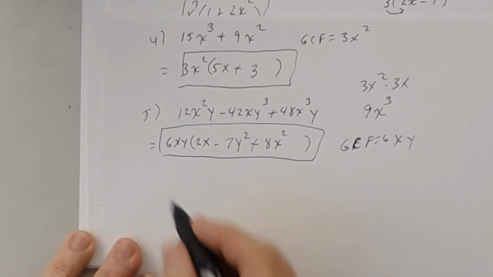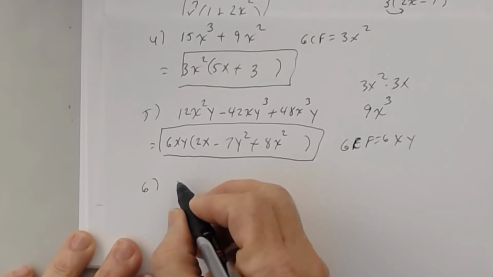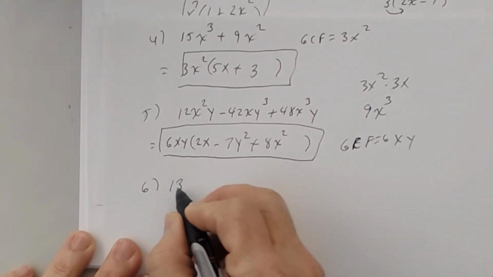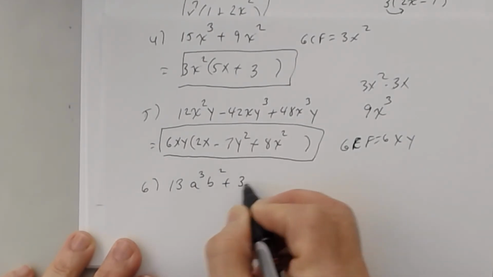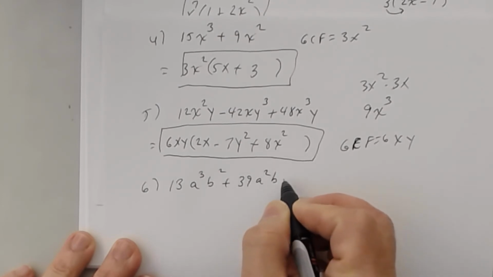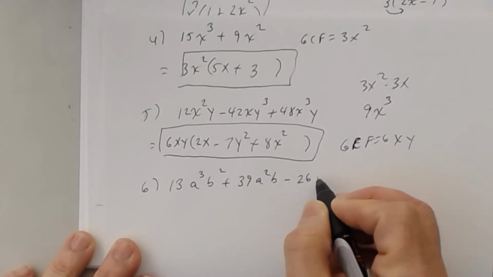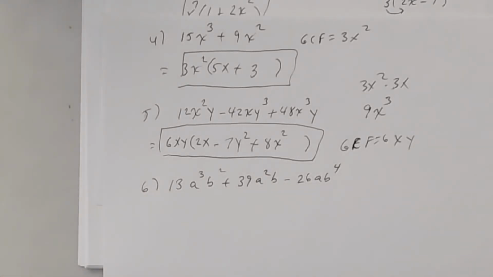Okay, number 6. All right, suppose in number 6 I had 13a cubed b squared plus 39a squared b minus 26ab to the 4th. All right, so 13a cubed b squared plus 39a squared b minus 26ab to the 4th. What are the coefficients? 13, 39, and a negative 26.